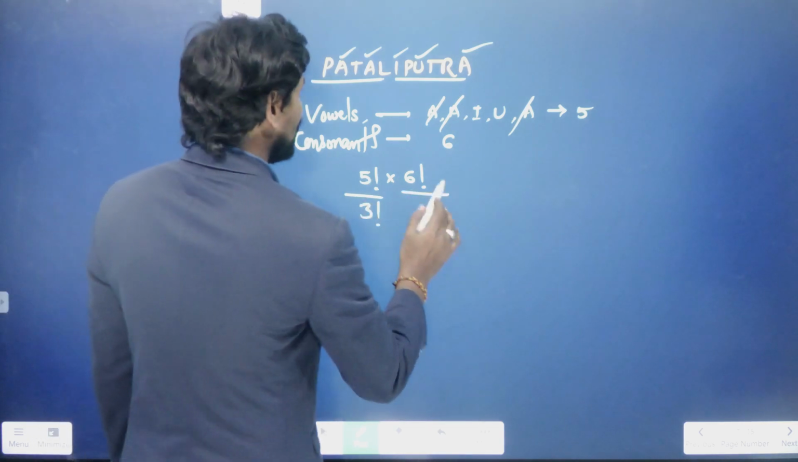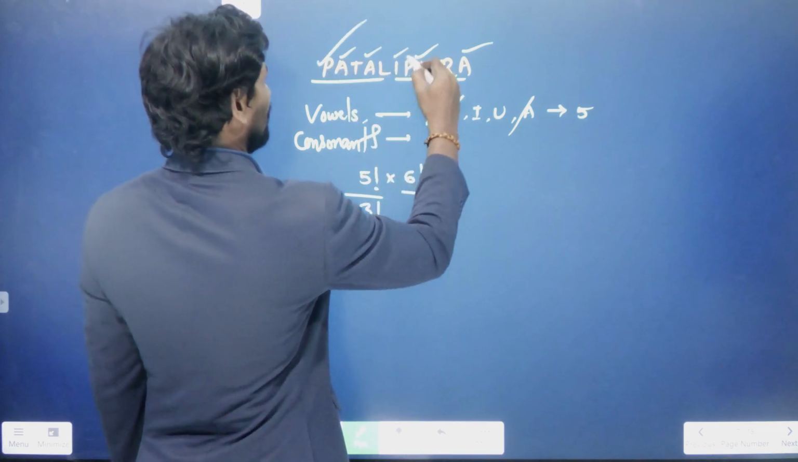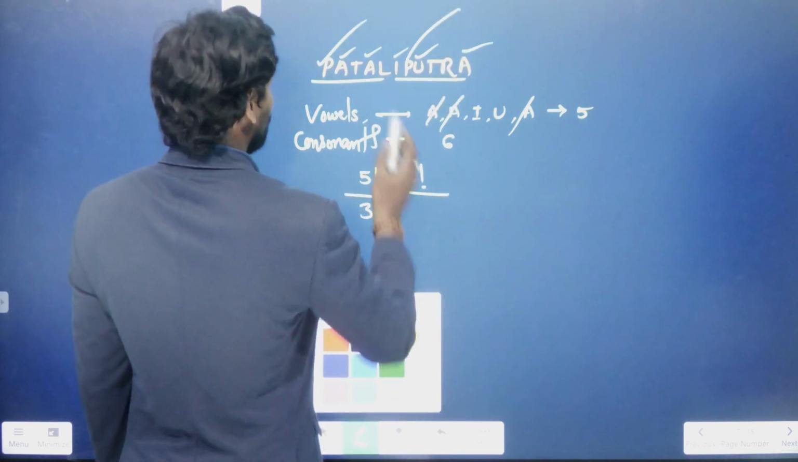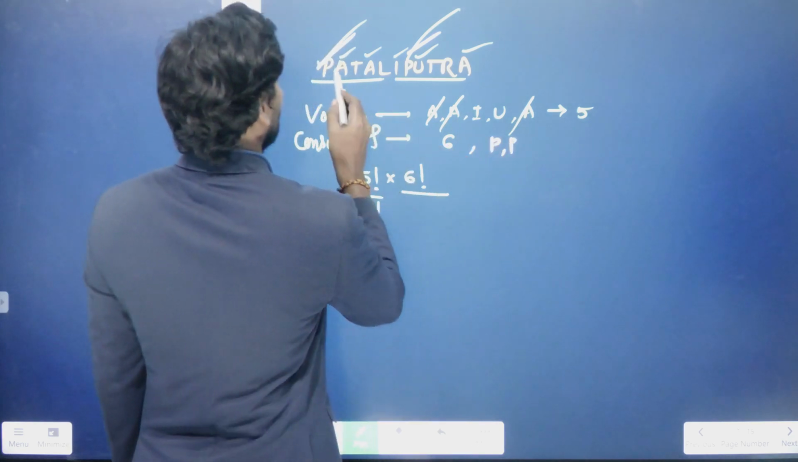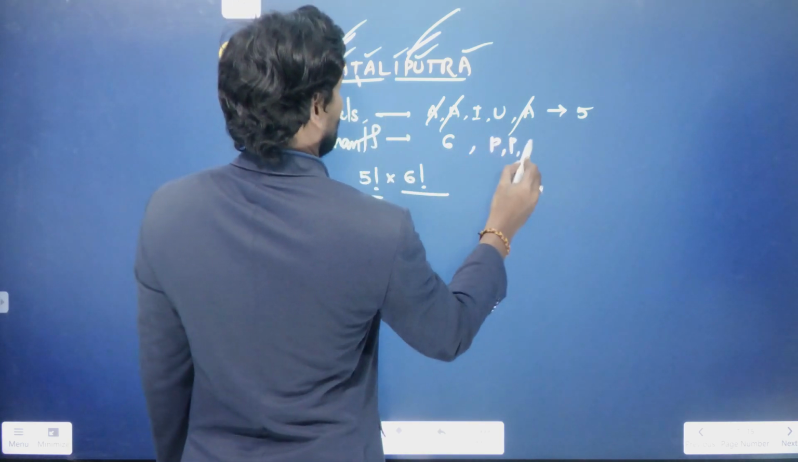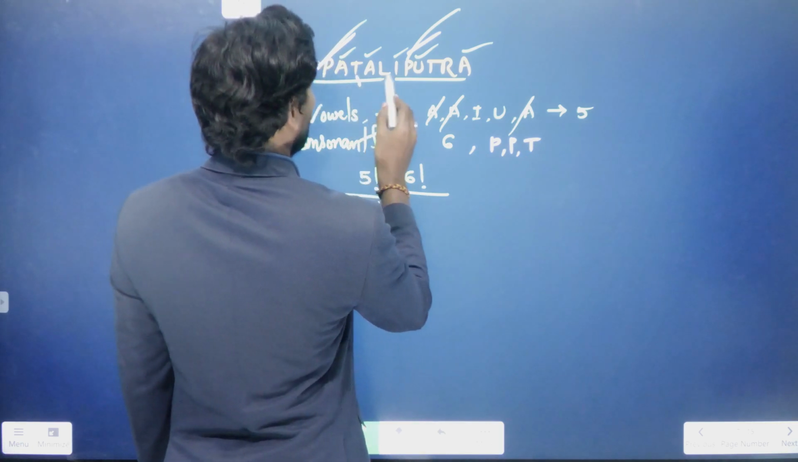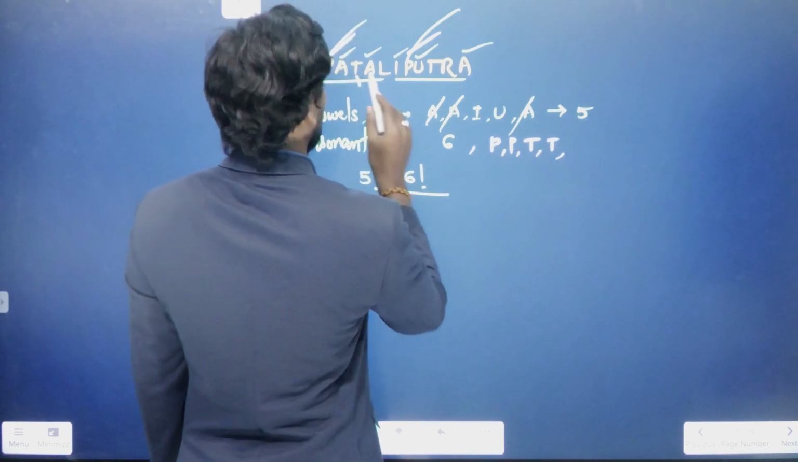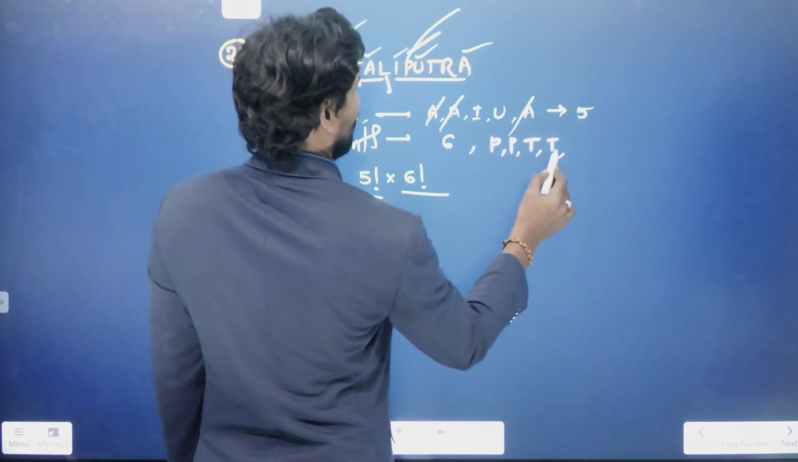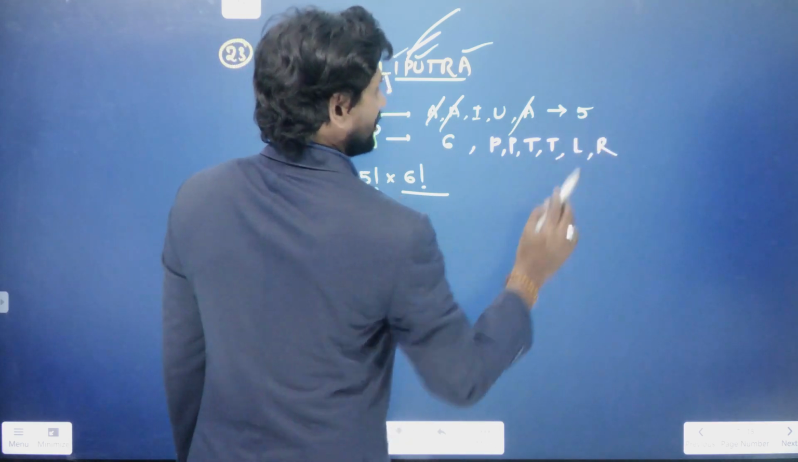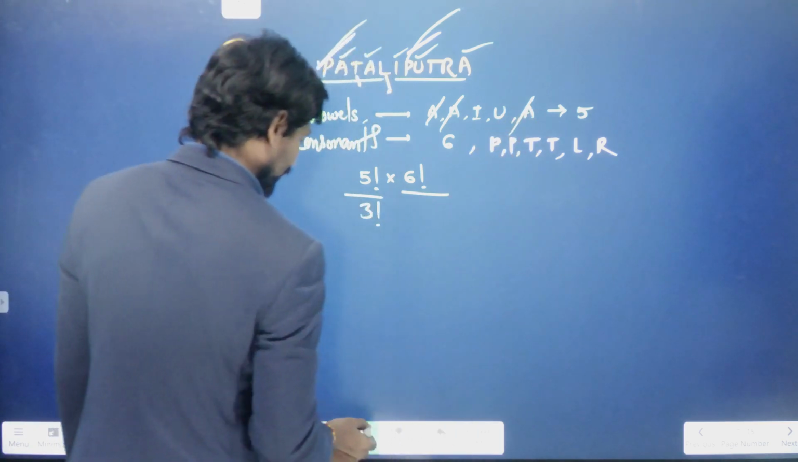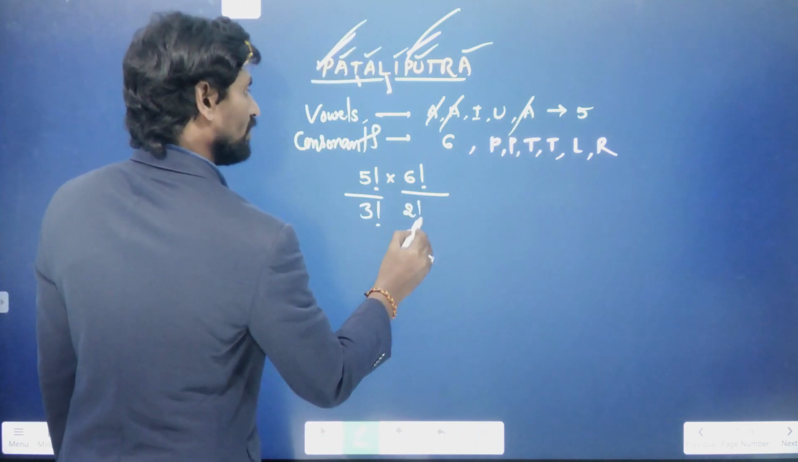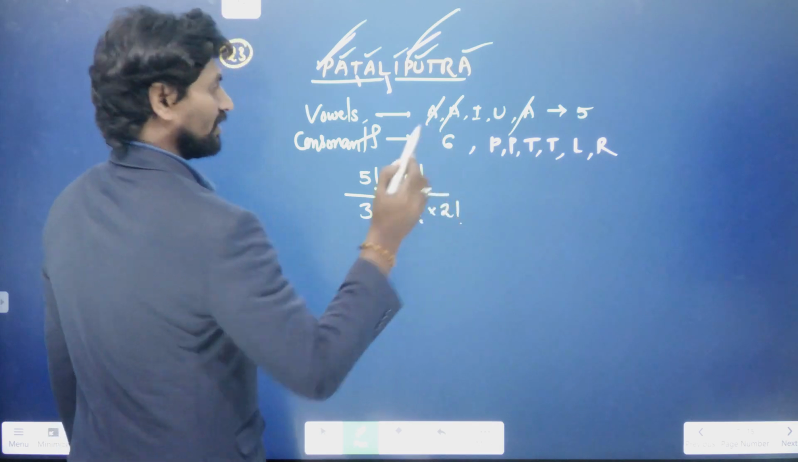In this 6 factorial, are there any repetitions? P, yes, 2 P's are there. Let me write. T, yes, 2 P's and 2 T's. L, and R. That means P's are repeated 2 times, T also repeated 2 times, so we can write it as 2 factorial into 2 factorial.